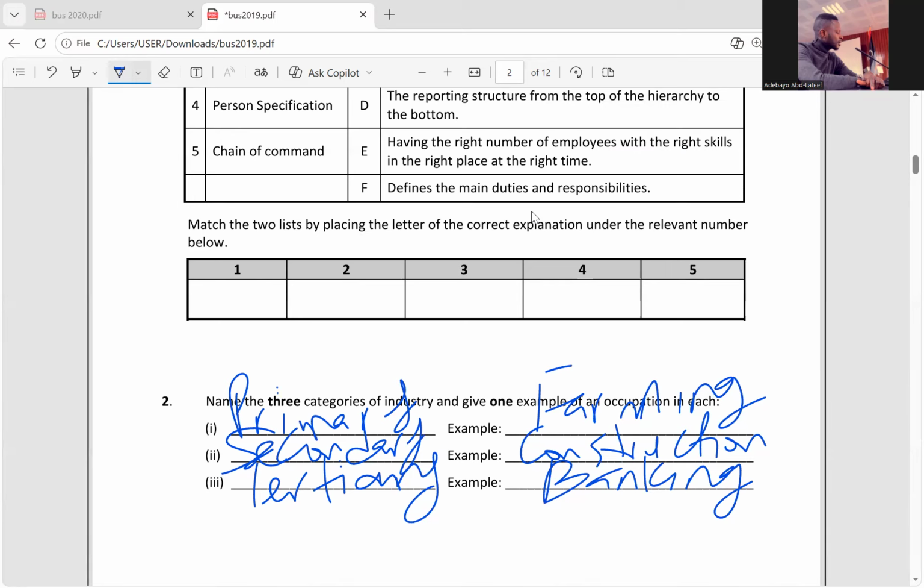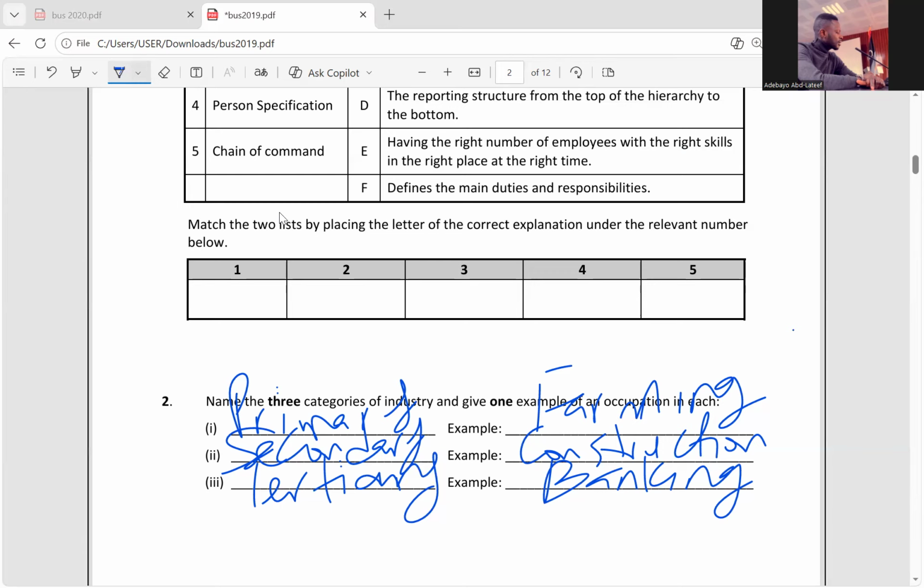If you have the question with you, we're still on section 1. Question 2 is done. So we have question 3 now. For question 3, it's about finding the meaning of some words.